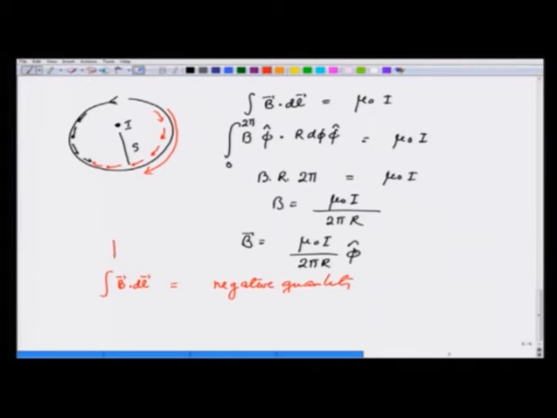So, I am assuming here that B is in the negative phi direction, and then I get a negative answer, and therefore, again I will get the correct answer for B, that B would be going in the positive phi direction. So, if I am consistent with my direction of line elements and direction of surface area, then I will get the correct direction for B also.